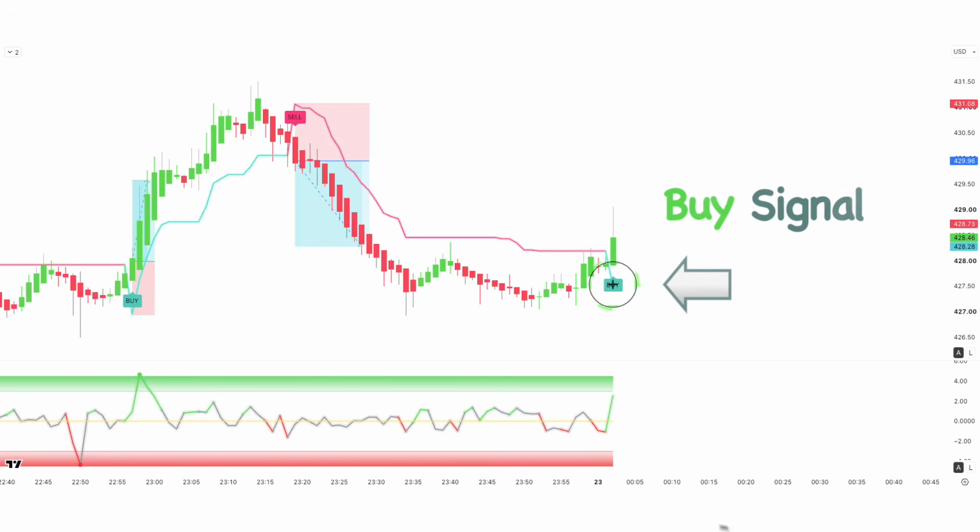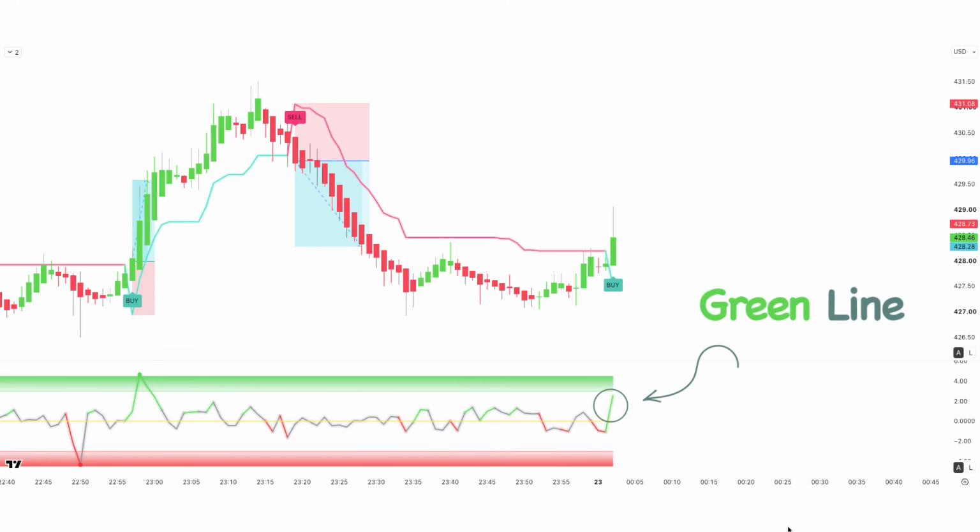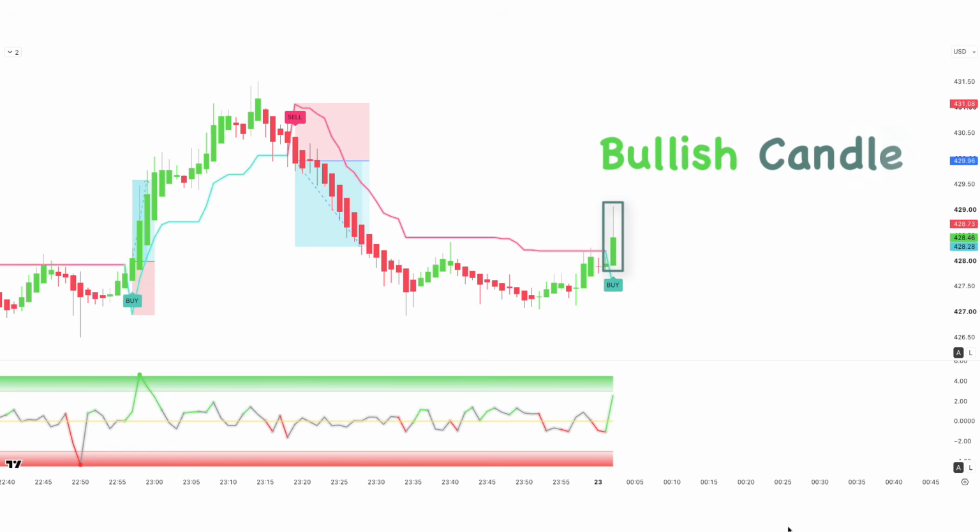Here the Adaptive Supertrend Regime Filter label up is a buy signal. Here the green line of the Range Expansion Divergence Oscillator is above the zero line. Here the market has made a bullish candle to give confirmation.